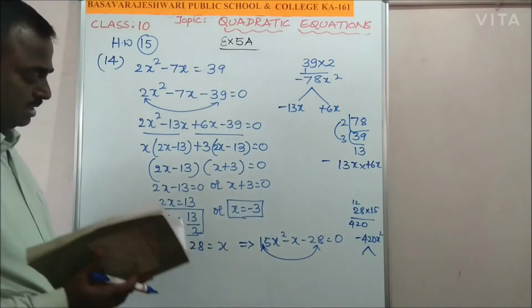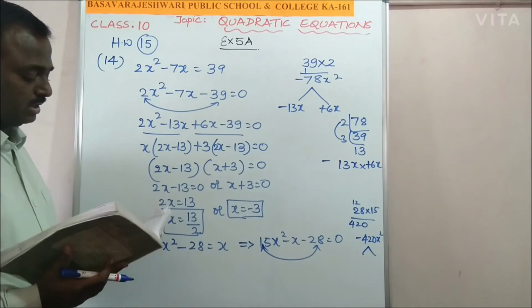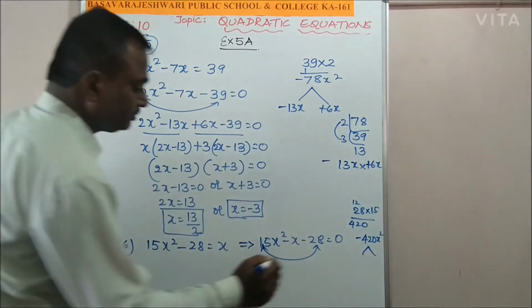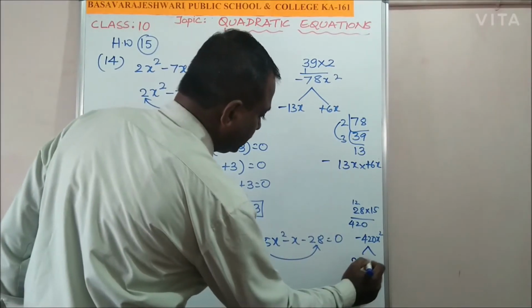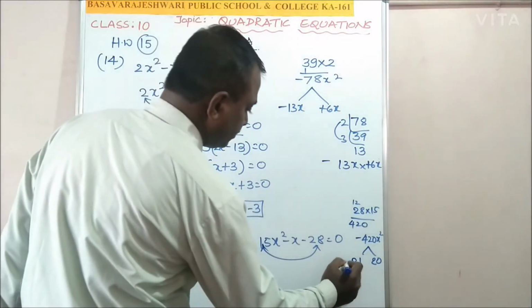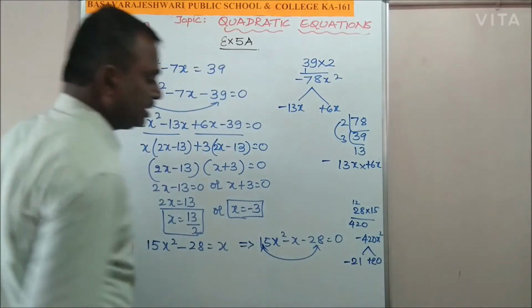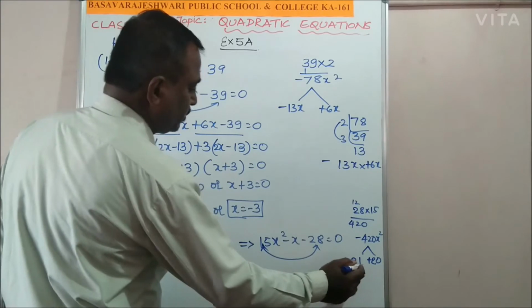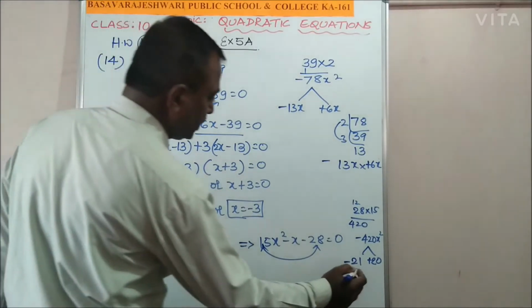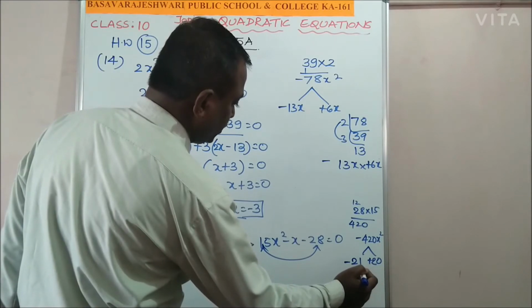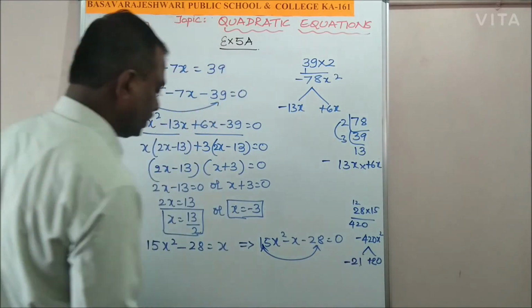So what are the factors? If you do factorization, you will get 21 into 20. That is minus 21 plus 20. 21 into 20 is 420, correct.